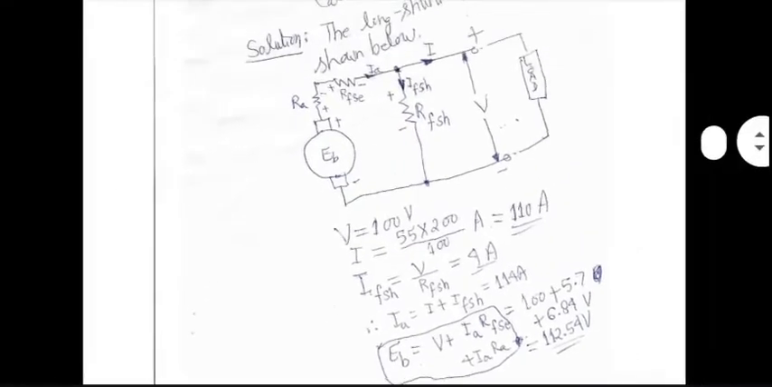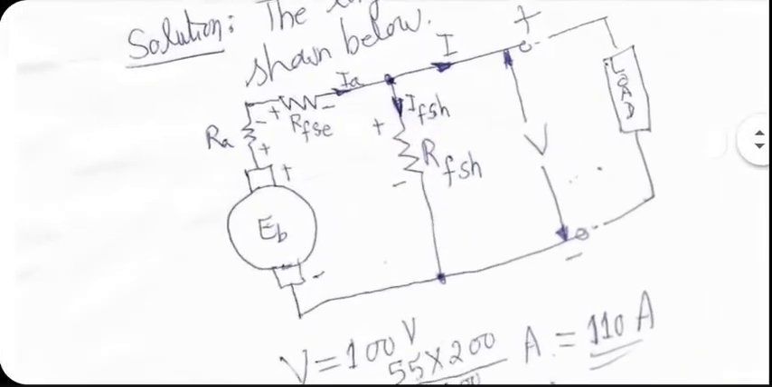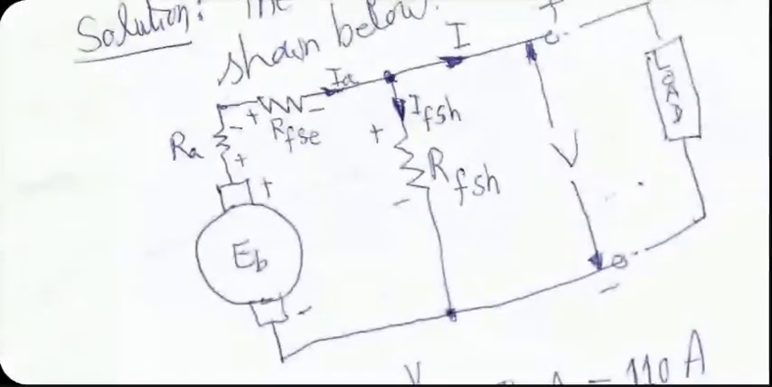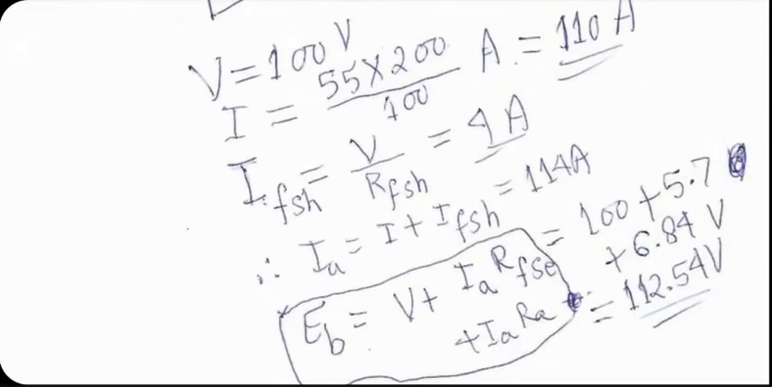And EB will be V plus IA into RFSC plus IA into RA, right? If you apply KVL. And V, of course, is IFSH into RFSH. That's the second equation. We have already used it to calculate IFSH. So EB is this equation, and you do the calculation after that. I got 112.54 volt. I think I'm correct, but double check the calculations.